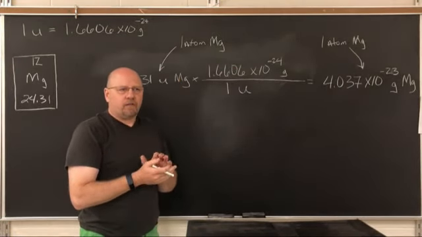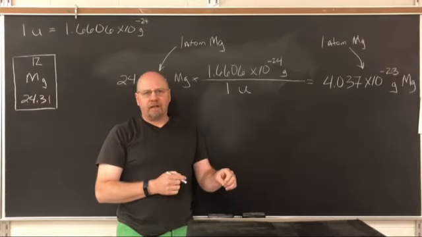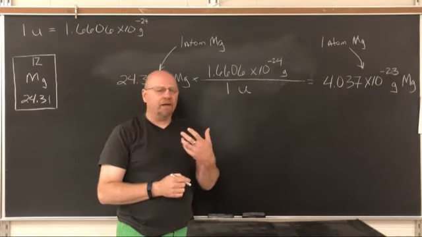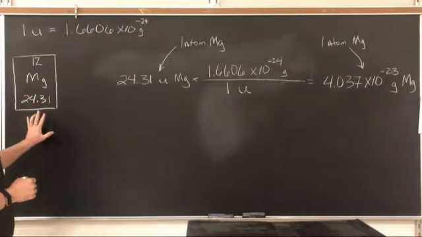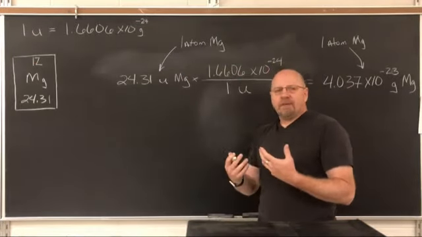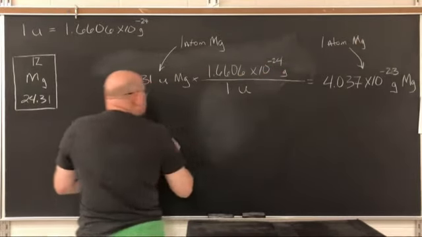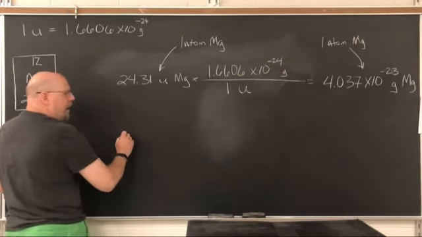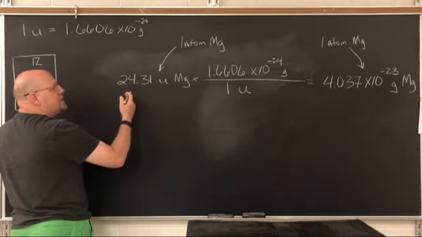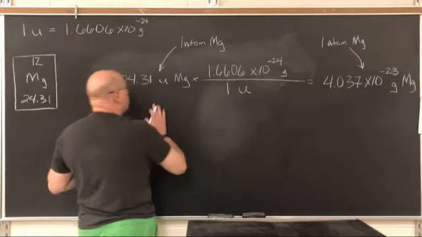Now, scientists, and chemists, don't deal with individual atoms on a daily basis. We deal with larger quantities. So we need to have a way of being able to use this number, this 24.31, but have it be something that we can measure in the lab. And what scientists did is they found out that there's a relationship that we can use to make this number here equivalent two ways.